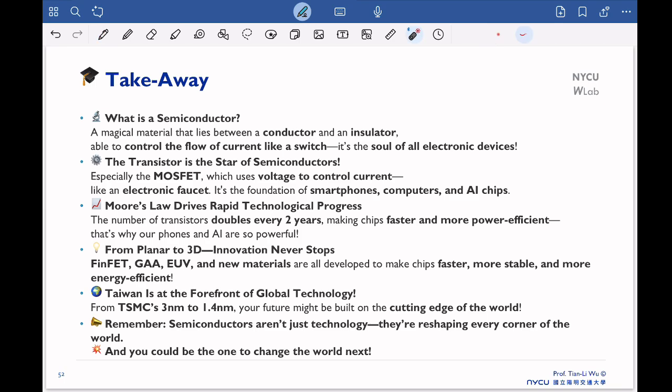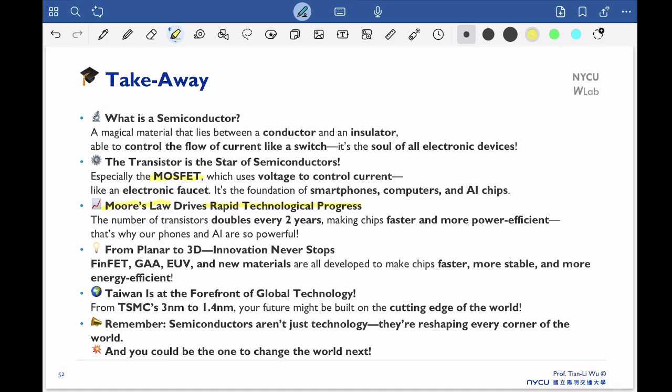And then the transistor for sure is very important for semiconductors, especially the MOSFET. Of course, there are also bipolar and many others. They are all very important in different kinds of applications. And one thing you should always know is Moore's law. It is the law behind that tries to drive our semiconductor progress, and it means the density will double every 2 years.